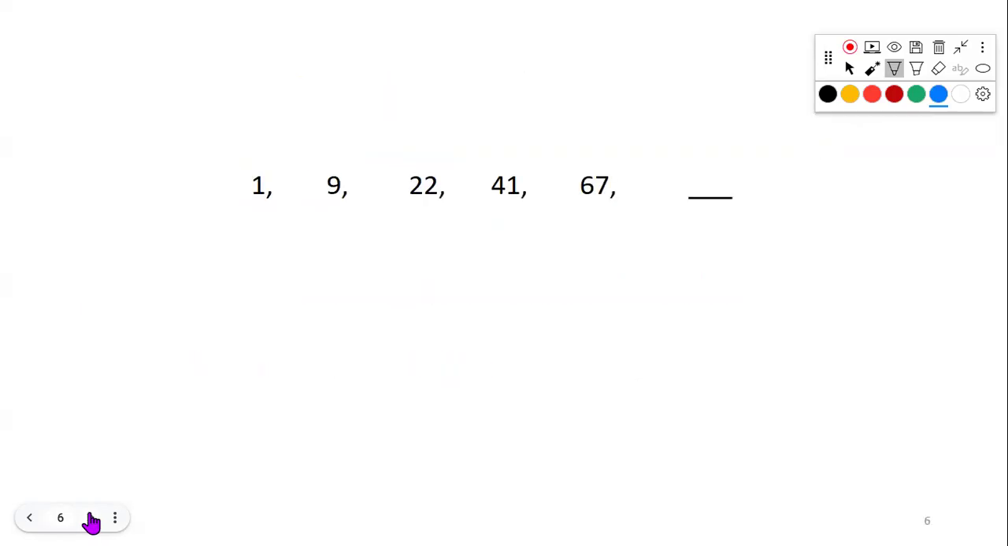Try this one. Try this one. 1, 9, 22, 41, 67.